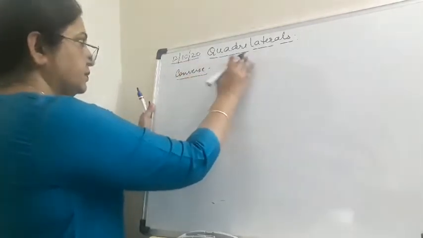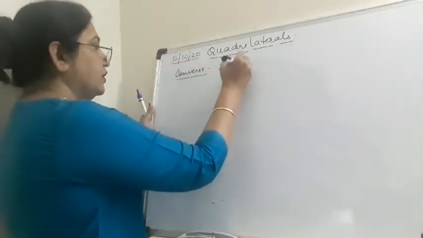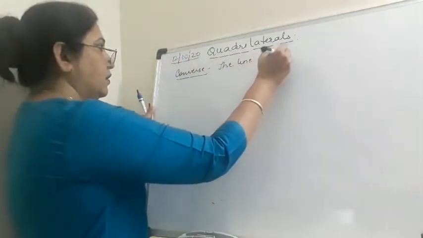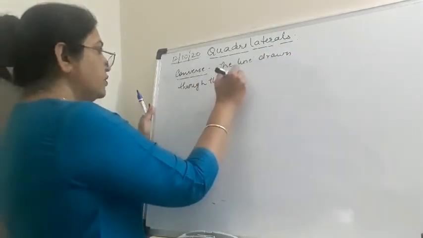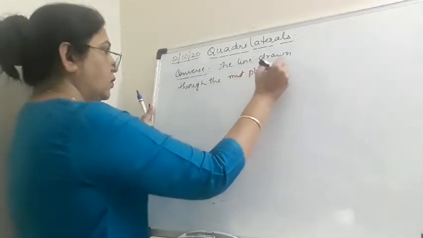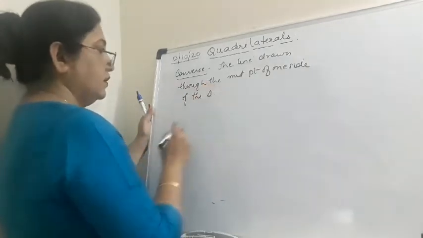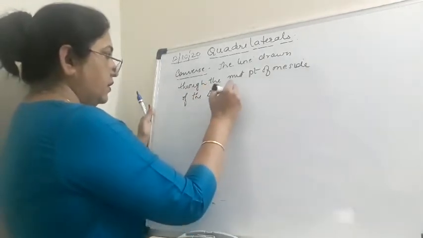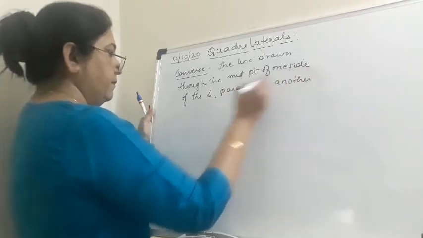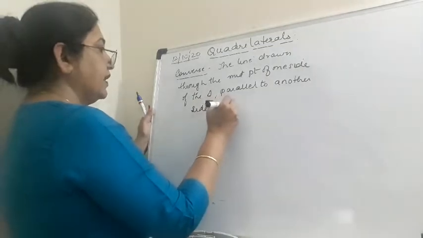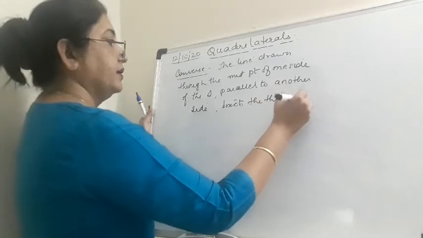The converse of the midpoint theorem is: the line drawn through the midpoint of one side of the triangle, parallel to another side, bisects the third side. This is the proper statement.